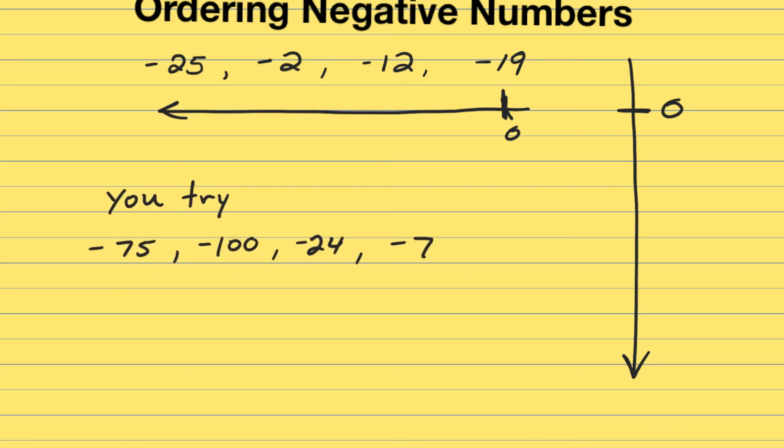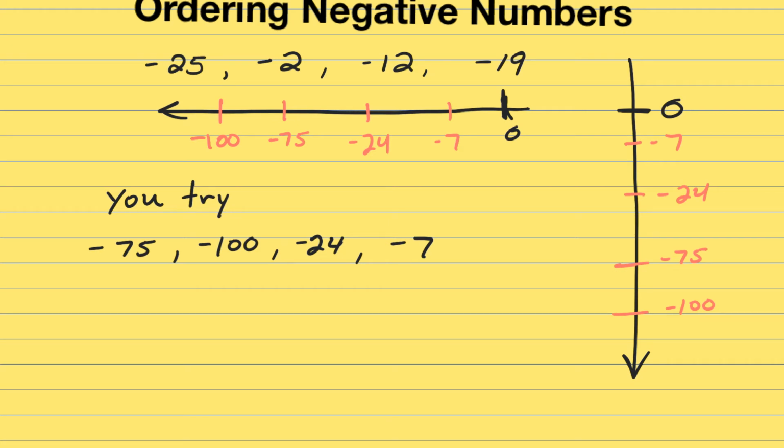And when you do this, it might be helpful, or it is helpful, to do either a horizontal or a vertical number line. Can you put those in order from smallest to largest, or largest to smallest, depending on which way you're reading it?